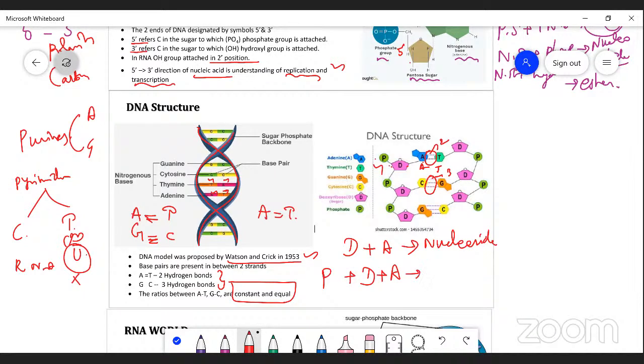It is called the nucleotide. I think now you clearly understood this part. So the DNA we are taking is a double helix model. It was first proposed by Watson and Crick in 1953. About the DNA, the next part we will read in elaborate.